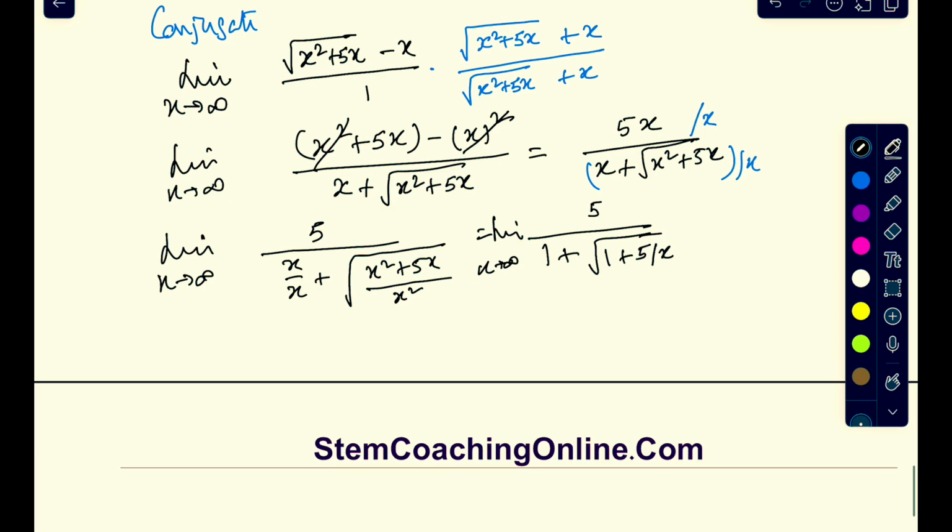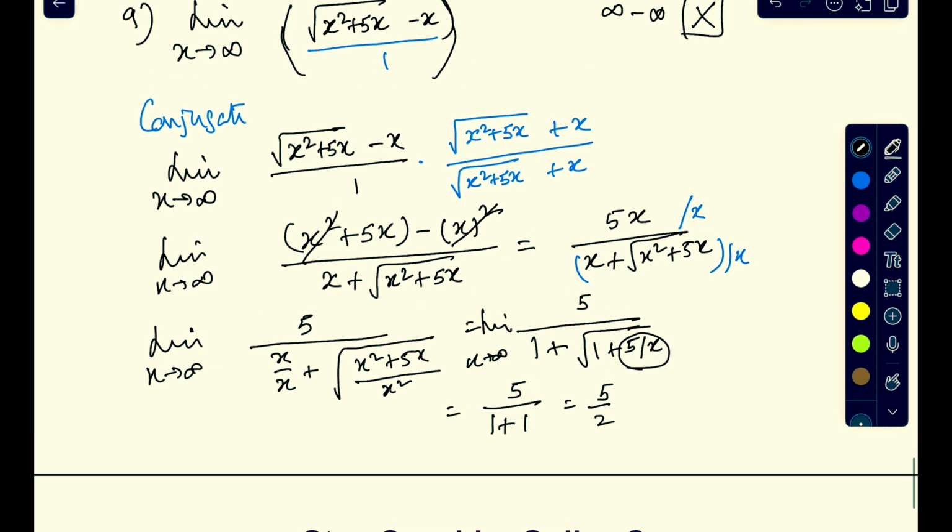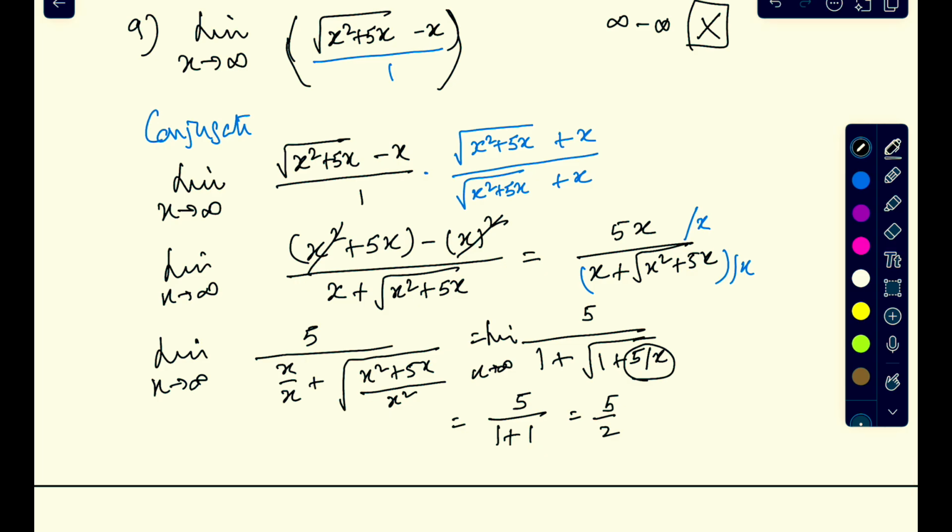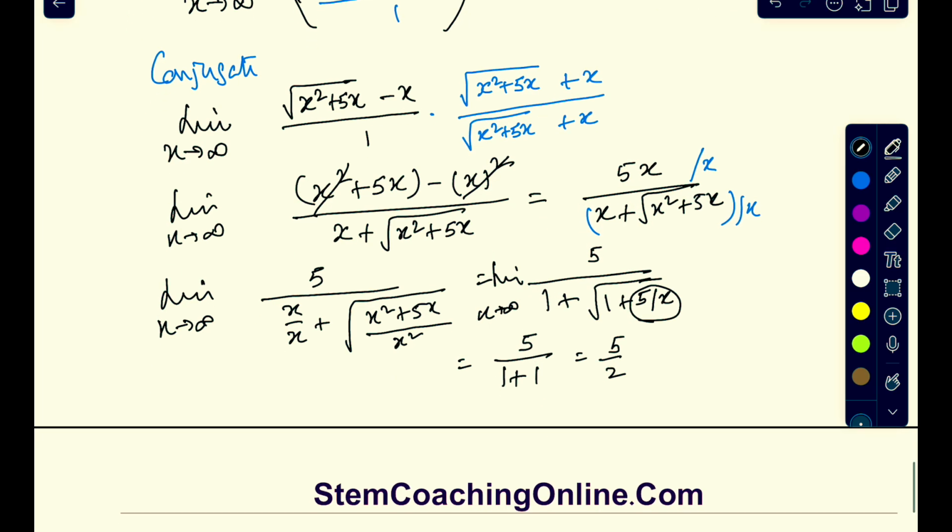If I put infinity, now we will get this expression become 0, because infinity is a very large value. 5 over anything very, very large will become 0. So what we get is 5 over 1 plus 1, which is nothing but 5 over 2. And that is our answer. So this is a solving radicals at infinity kind of question.